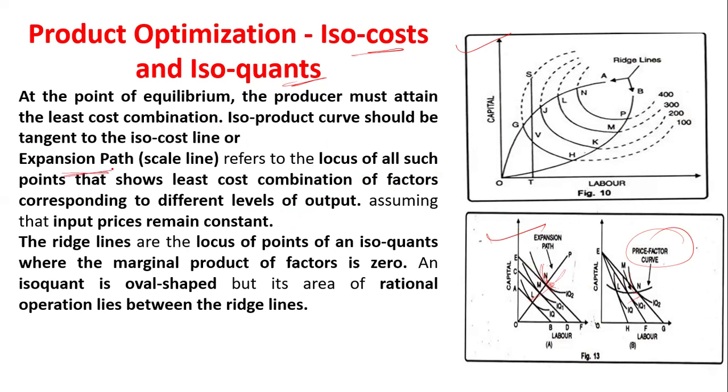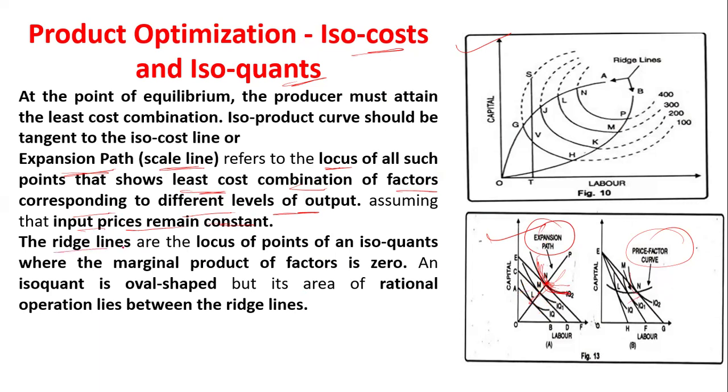Then the expansion path, the scale line. This scale line refers to the locus of all such points that show the least cost combination of factors corresponding to different levels of output. Here you can see different levels of output, and the expansion curve touching at this point, assuming that input prices remain constant.